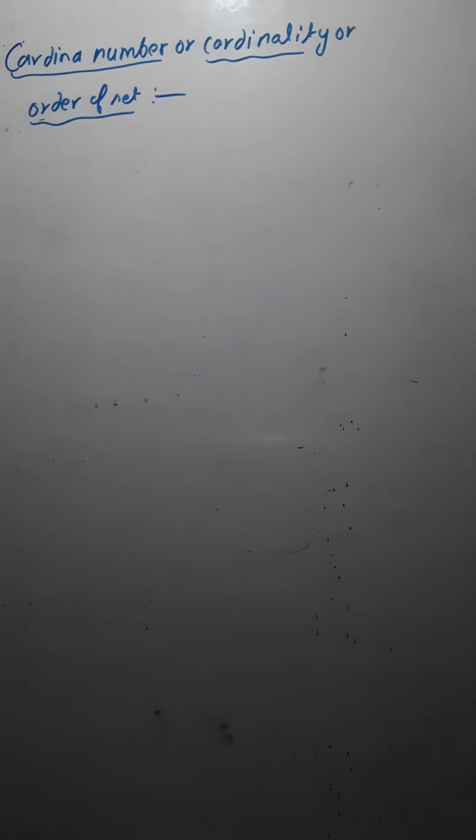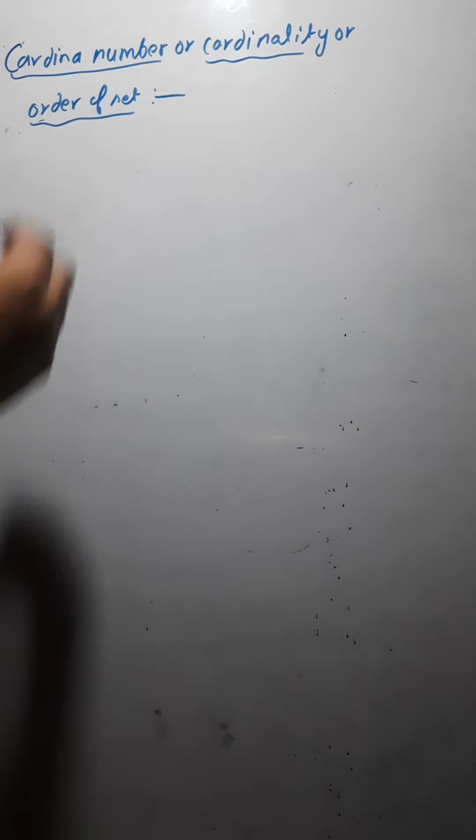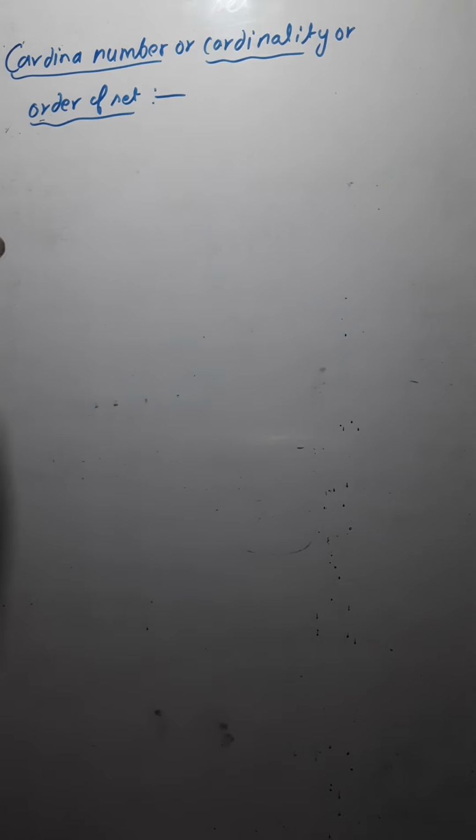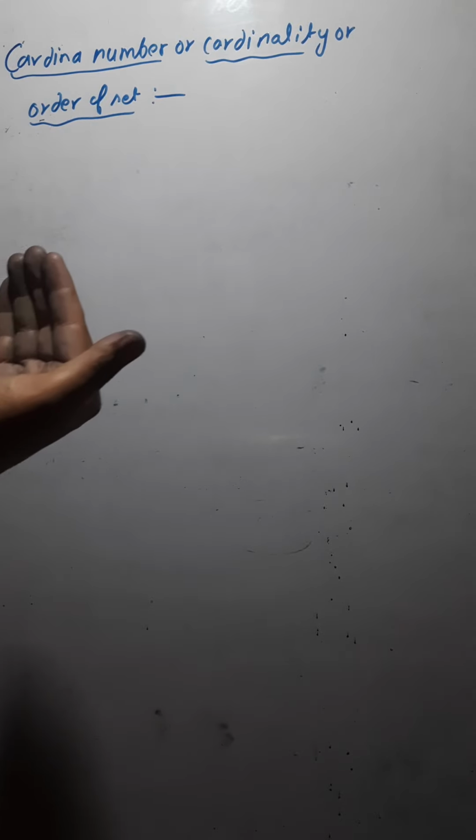Now the next thing that we are going to read here is the cardinal number, or the cardinality, which is also known as the order of a set. All are the same here. Whether you call it a cardinal number, cardinality or the order of the set, all are the same. So what is this cardinal number? What is the order of a set? It means the number of elements in a set.